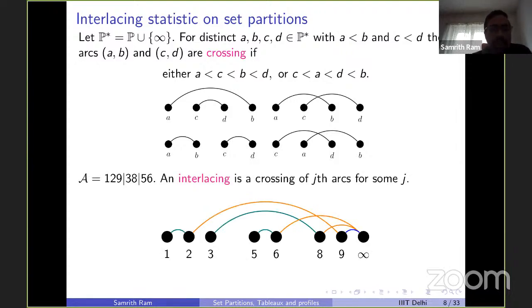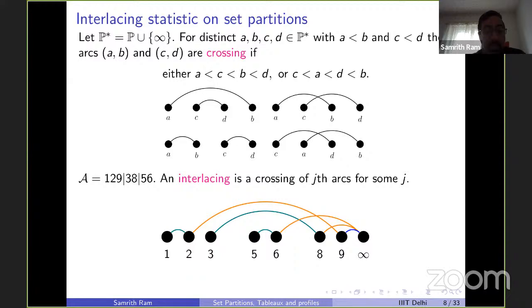All right, so one can define an interlacing. Given any set partition, so our running example as before, we'll say that there is an interlacing if the jth arcs cross for some j. Let me define what these jth arcs are. The first arcs correspond to the first 2 elements in each of the blocks, and they're all drawn in the same color here. So first plot all these entries 1, 2, 9, 3, 8, 5, 6 on the number line, and add the point infinity. The first arcs correspond to the 2 smallest elements in each of the blocks. So 1, 2, 3, 8, and 5, 6.